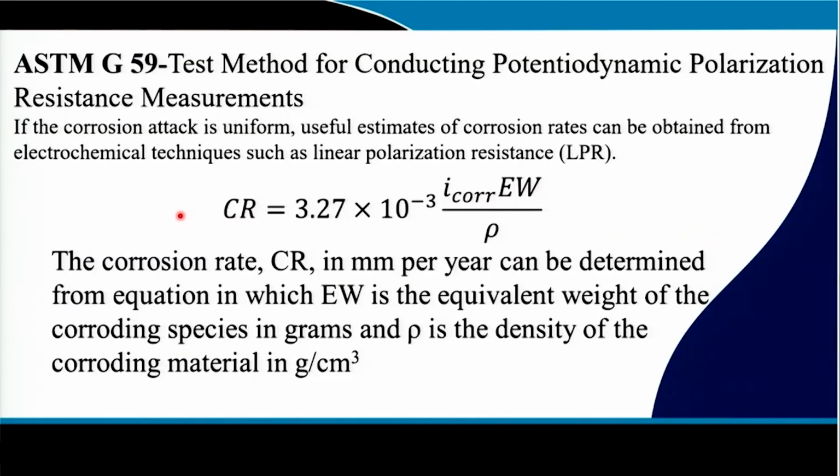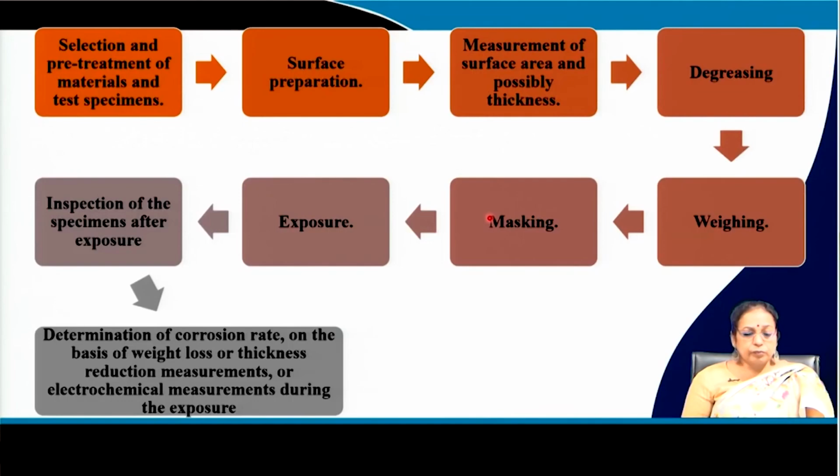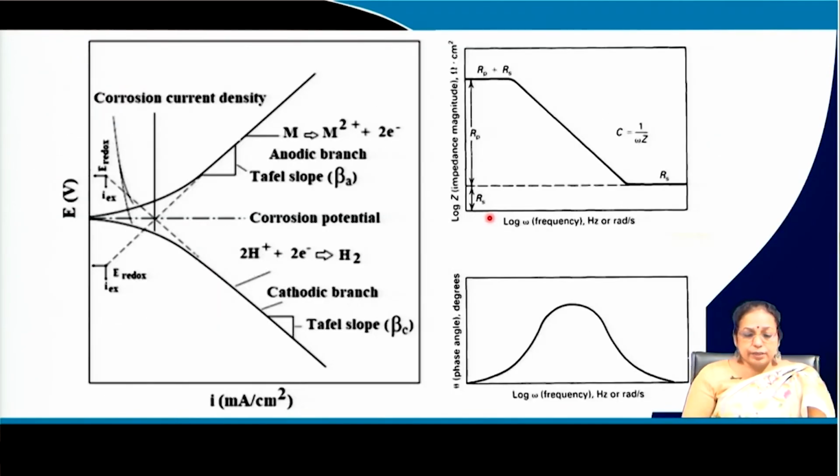So, actually this is the typical corrosion rate equation, which can be used for the measurement of the corrosion rate if you know the I corr value, and the equivalent weight and density of the component are known to you. So, this is a very interesting and quick way of measurement of the corrosion rate as a function of any kind of solution as well as any temperature. You can also change the temperature and find out the activation energy of the corrosion.